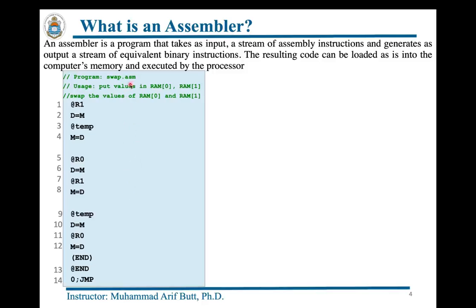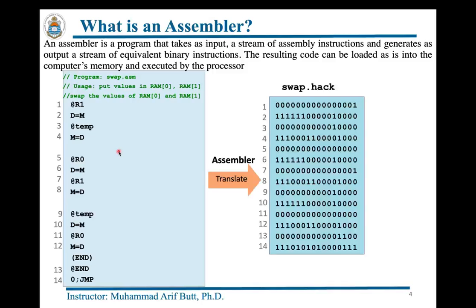Here the file name is swap.asm, and remember these instructions can be in Hack assembly, x86 assembly, ARM assembly, MIPS assembly, or maybe written for the open source RISC-V architecture. Now the task of the assembler is to translate these assembly instructions one by one to equivalent binary instructions and generate an output file, suppose swap.hack. Well, this executable file can later be loaded on the specific hardware platform to be executed by the specific CPU.